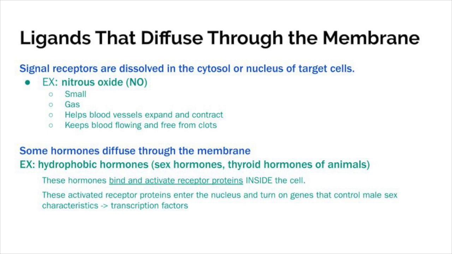Some hormones also diffuse through the membrane to create a cell signaling pathway. An example of this would be any type of hydrophobic hormone, like sex hormones and thyroid hormones of animals. These hormones bind and activate receptor proteins inside the cell. These activated receptor proteins enter the nucleus, and in the case of sex hormones like testosterone, turn on genes that control male sex characteristics, and this is related to transcription factors.